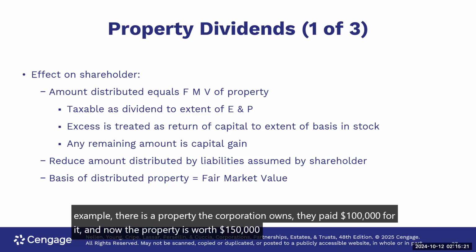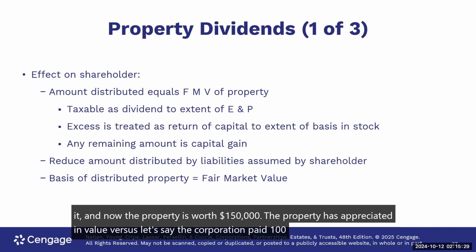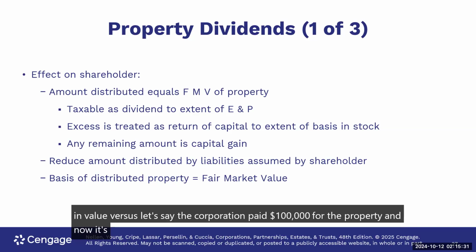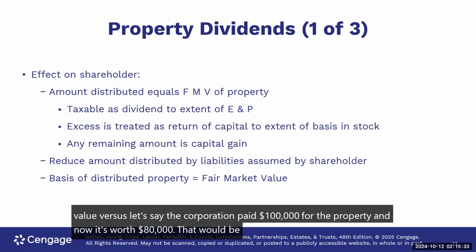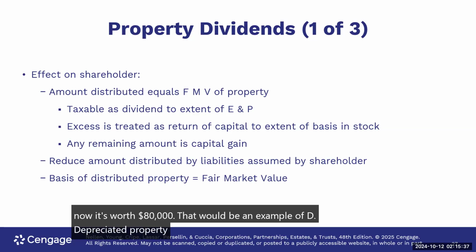$150,000. The property has appreciated in value, versus, let's say, the corporation paid $100,000 for the property and now it's worth $80,000. That would be an example of depreciated property. The value of the property has decreased below the basis.